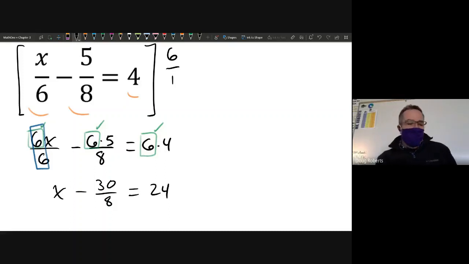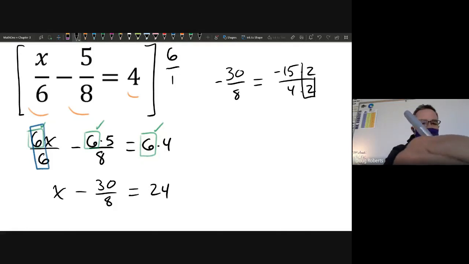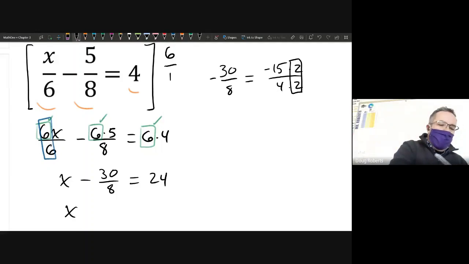I would say that we're not entirely done there, though, because I still have a fraction. And I think it's worth it for me to think about this fraction and rewrite a part of this equation by just identifying the fact that this value has a giant 1 hidden in it. So this fraction, 30 over 8, is equivalent to 15 fourths, so x minus 15 fourths equals 24.